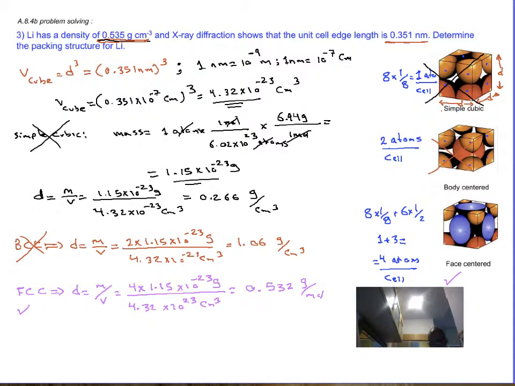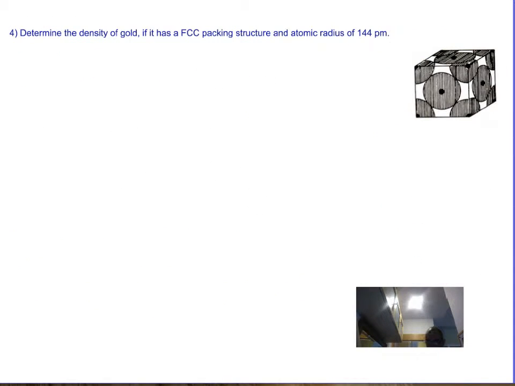Now the last question for this segment, they are asking us to determine density of gold, and they also give us this information. It is face-centered cube, and this time they give us the radius of each atom. That's all they do. So my job is, the first thing is I have to find this distance d, which then I can find my volume from. So let's just do that.